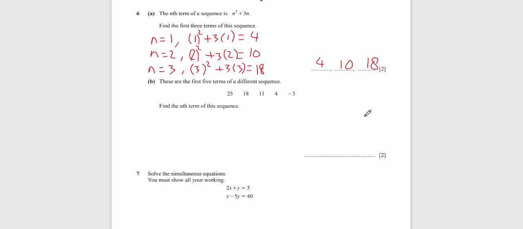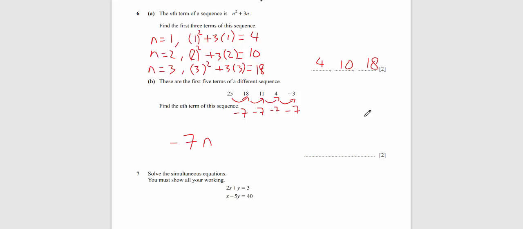And then for B, these are the first 5 terms of a different sequence. Find the n-th term of the sequence. To find the formula for the sequence, we need to know the pattern. In this case, they are actually subtracted by 7. So our formula will definitely involve negative 7n, but there should be something else at the back.